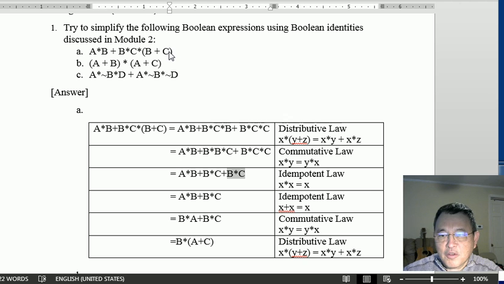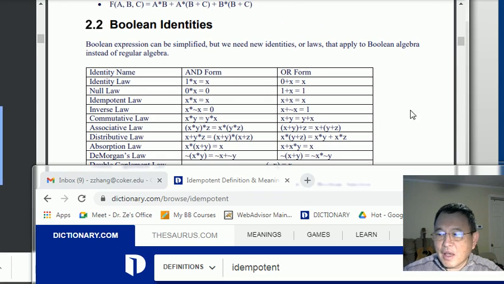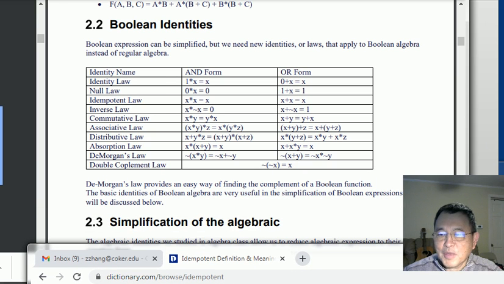For example, let me go through the first one. To simplify this, you use the rules of Boolean identity. We have so many rules, and let me go through each of these rules a little bit. This one is easy: the identity rule, multiplied by 1. There's an OR form and an AND form. This is the null rule, and think about a realistic example. Once you understand these rules, we use these identities to simplify the Boolean expression. These are the names, and every step you have to say which one you use.